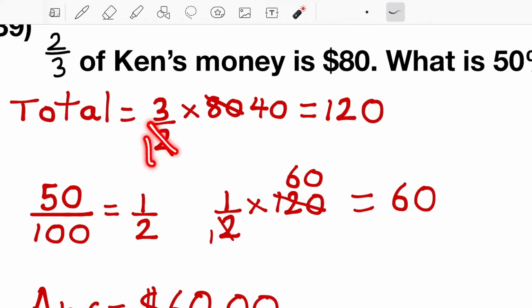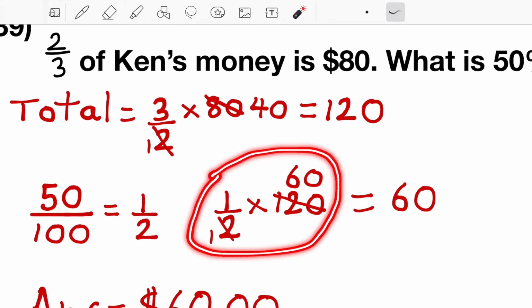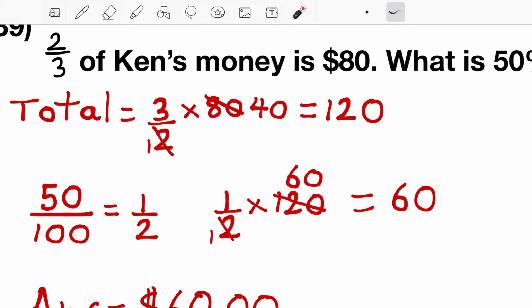2 into 2 is 1, 2 into 80 is 40. 3 times 40 is 120. And now that we have the total, we can find 50%, which is half. We can find half of it, which is $60.